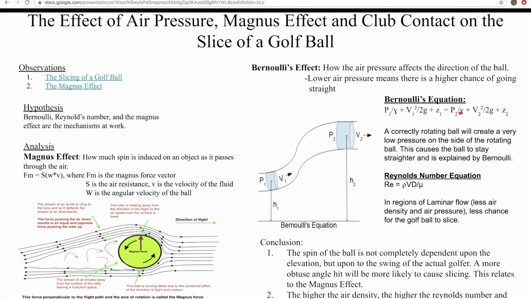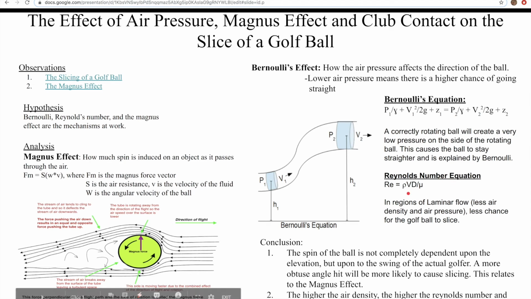If there's lower air density, the ball will have a lower Reynolds number value. Here shows the Reynolds number equation, with the air density being one of the driving forces of the number, Re. The lower the Reynolds number value, the more laminar the flow is, and the less of an opportunity for the ball to slice. The more laminar the flow is, the less laminar separation occurs, which allows the ball to travel in a straighter path rather than slice off to one side or the other.